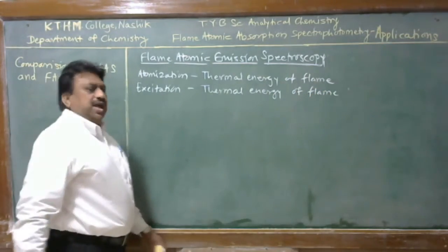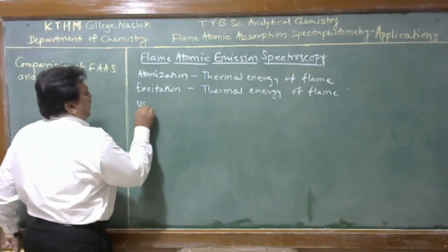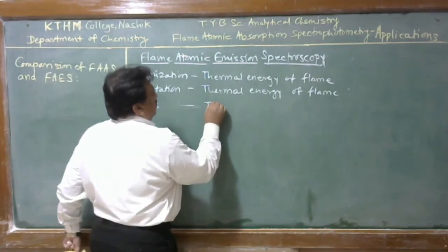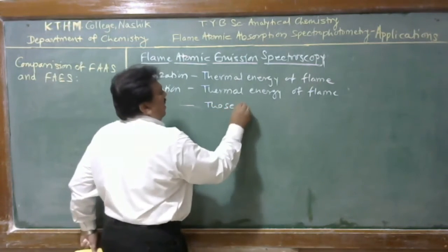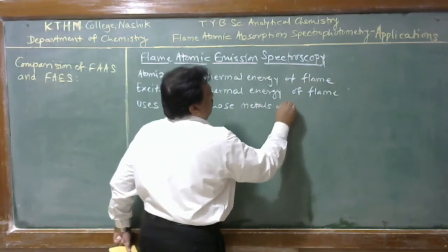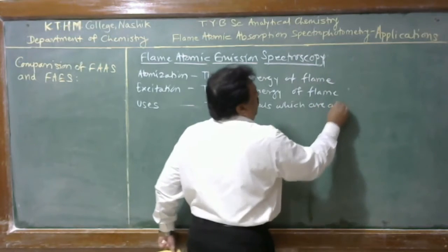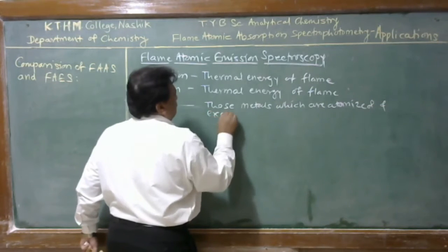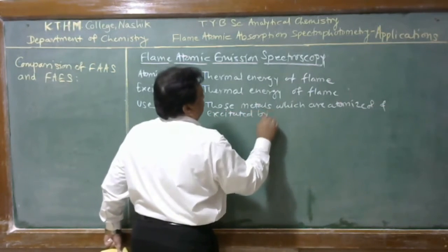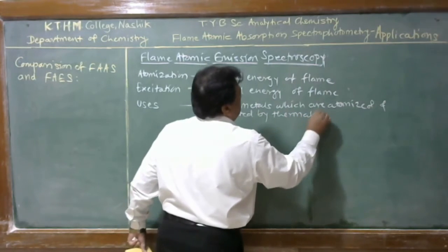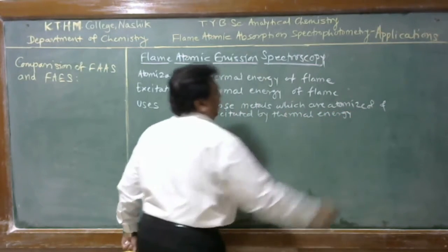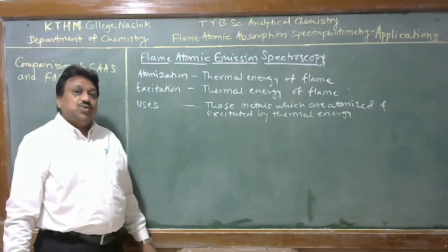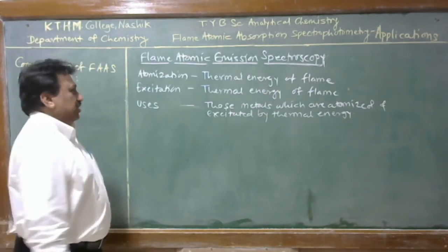Therefore, here atomic emission spectroscopy is useful for determination of those elements, those metals which are atomized and excited by thermal energy. And basically the alkali and alkaline earth metals satisfy this condition. Therefore, plain atomic emission spectroscopy is limited to determination of alkali and alkaline earth metals.